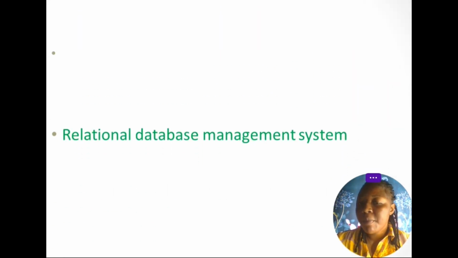One of the database management systems we are going to discuss is the relational database management system. Let's talk about its characteristics. A relational database management system organizes data into structured tables with rows and columns. It also emphasizes data relationships and enforces data integrity using the primary key and the foreign key. These are the characteristics of a relational database management system.